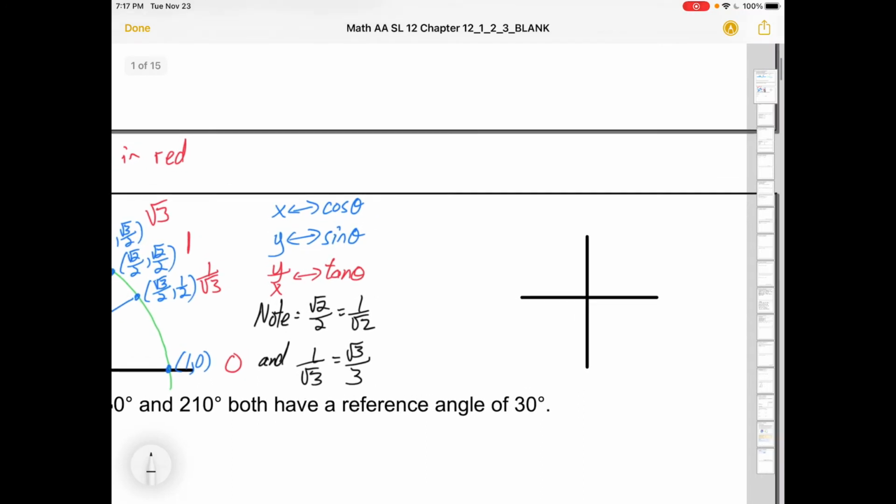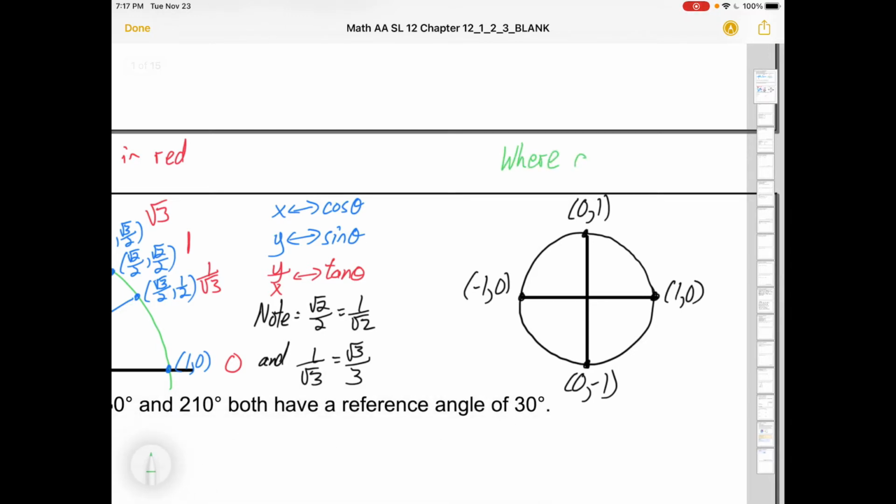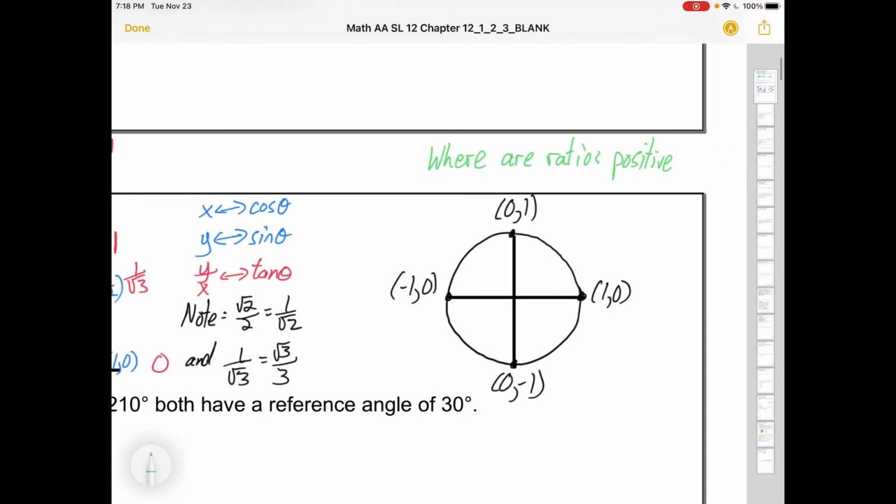I also want to think about the unit full circle. So if I drew the whole thing like this, it would give me these key points that are easy to pick out on the unit circle. And they tell me about sine and cosine at those values. It also lets me know a few things about where our ratios are positive. And when I say ratios, I mean sine, cosine, and tangent, our standard primary trig ratios.